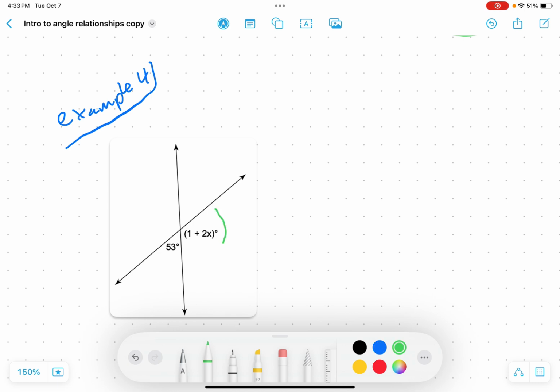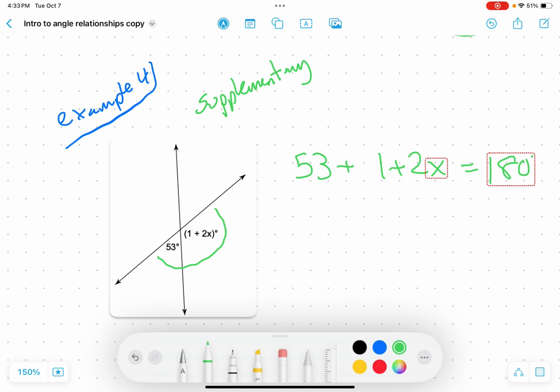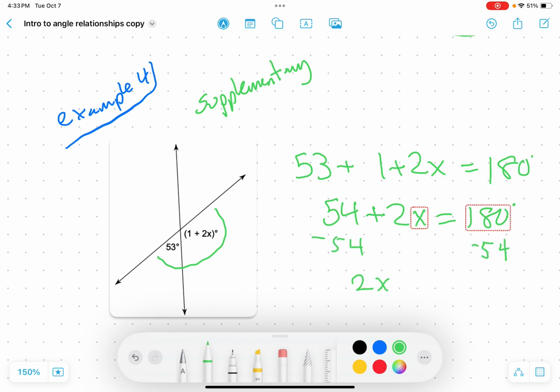All right, so I'm going to look, and I see these make a linear pair, right? These add up to 180 degrees, so these are supplementary angles. So I have 53 plus 1 plus 2x equals 180. Solve this out. Hopefully this part is easy for you. Subtract 54, equals, what is that? 126. And so x equals 63.